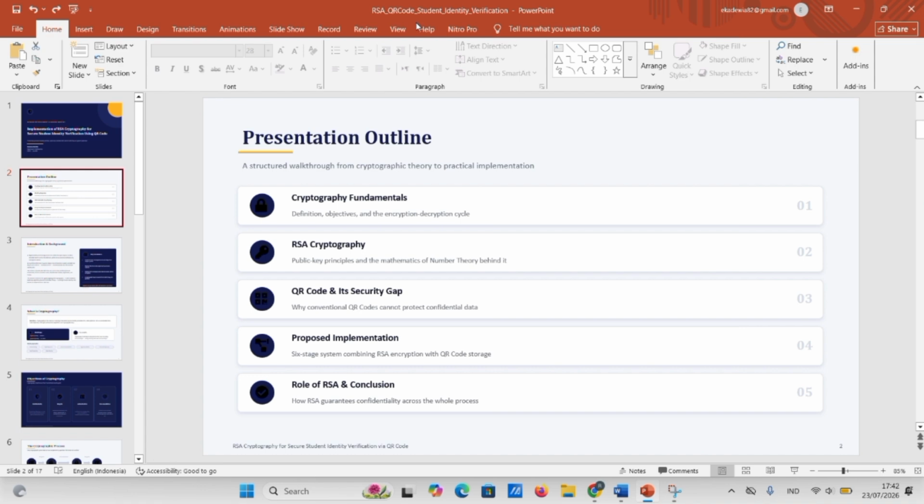1. Cryptography fundamentals. Definition, objectives, and the encryption-decryption cycle. 2. RSA cryptography. Public key principles and the mathematics of number theory behind it. 3. QR code and its security gap. Why a conventional QR code cannot protect confidential data. 4. Proposed implementation. A 6-stage system combining RSA encryption with QR code storage. And 5. Role of RSA and conclusion. How RSA guarantees confidentiality across the whole process.